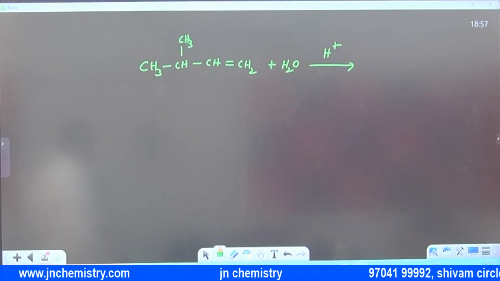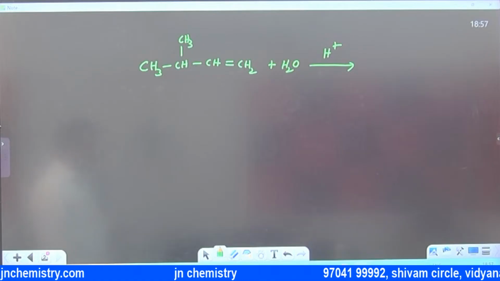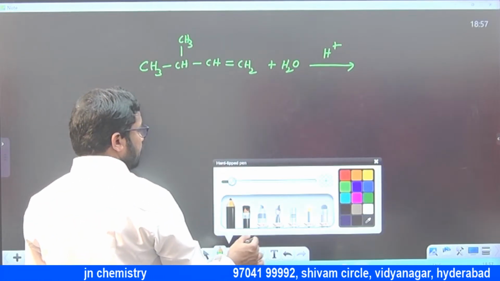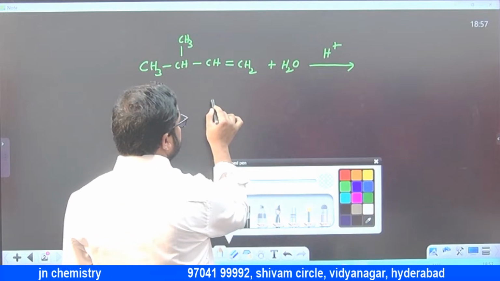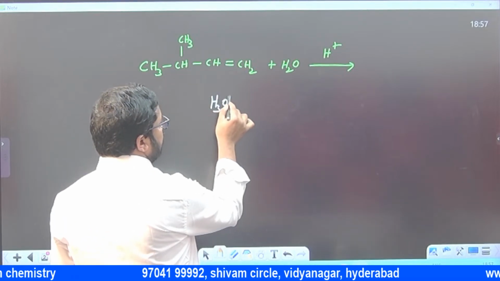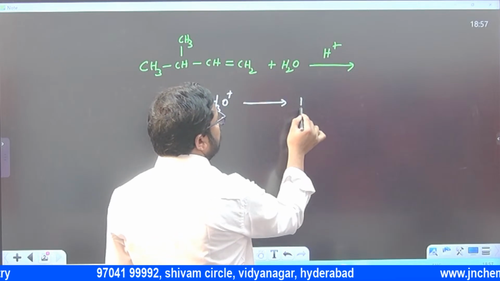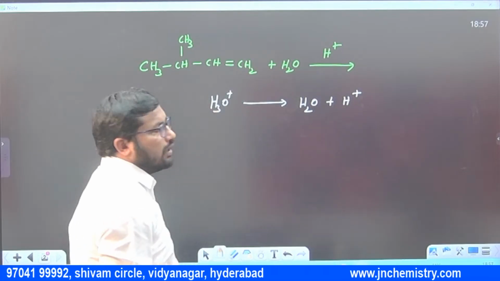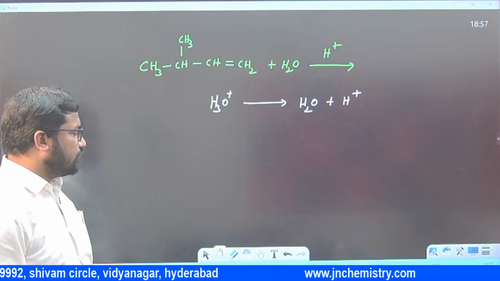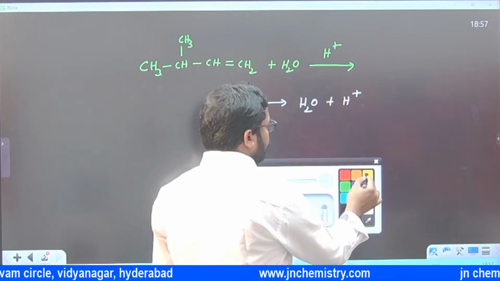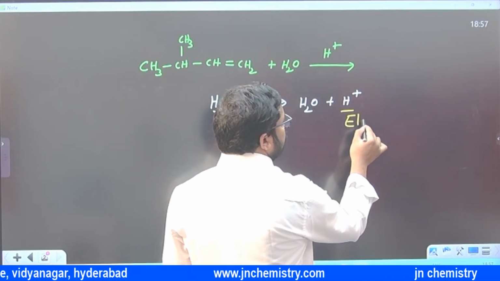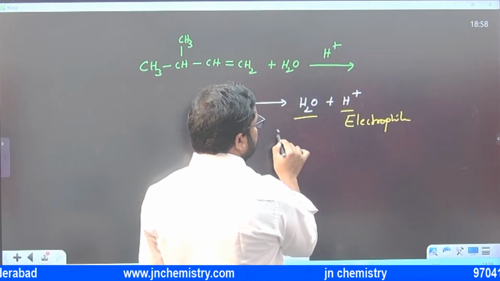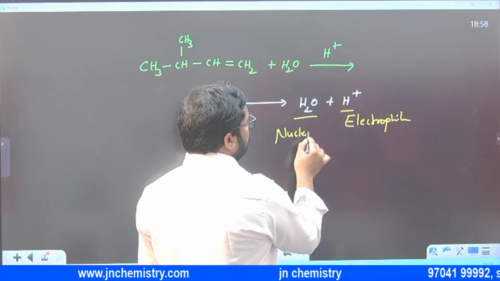Hello. So, did you write the product? The mechanism is, generally we'll take it like this. Actually H3O plus we will take, H2O plus H plus. H plus acts as the electrophile and H2O is the nucleophile.